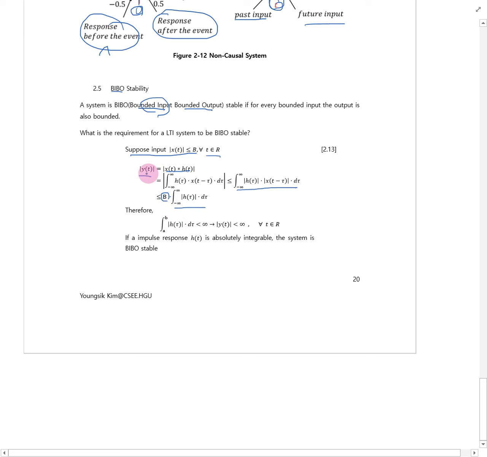So for the output to be bounded, the absolute integration of the impulse response should be bounded. This is from minus infinity to infinity. It's a typo. So the integral of the absolute value of the impulse response should be bounded. These conditions guarantee the output is bounded. So if the input is bounded, then the output is bounded. The condition is that the impulse response is absolutely integrable, then the system is BIBO stable.